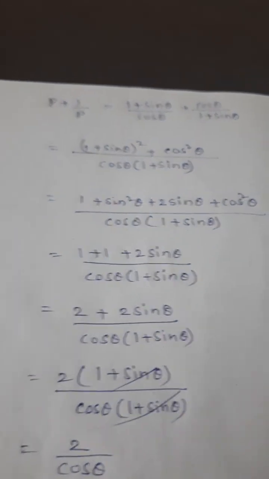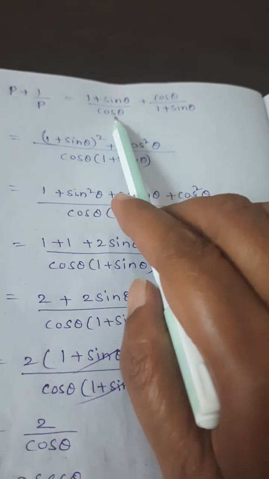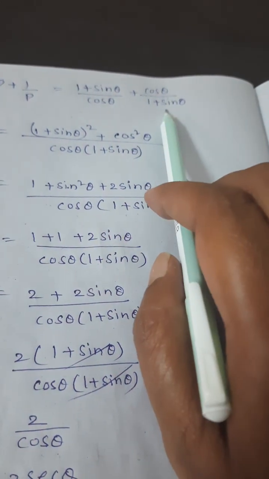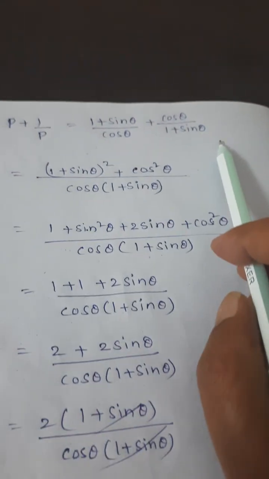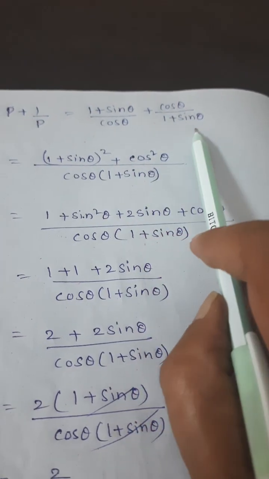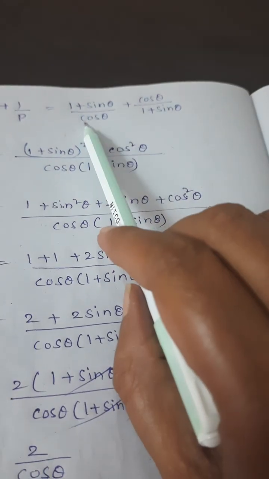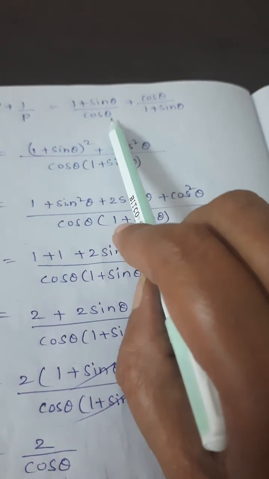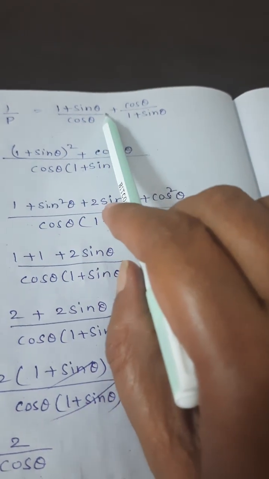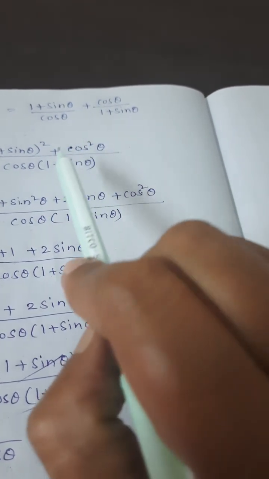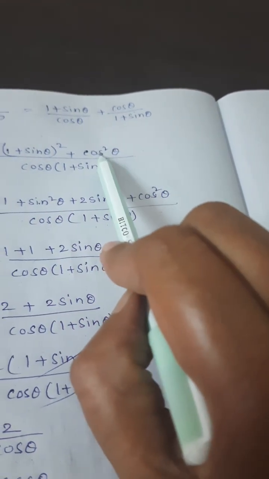Next, P plus 1 by P is equal to, P means 1 plus sin theta by cos theta. 1 by P means cos theta by 1 plus sin theta. Reciprocal we can write. Cos theta by 1 plus sin theta. So here we take the LCM. Cos theta into 1 plus sin theta is the LCM. So cos theta, once it is removed, then 1 plus sin theta into 1 plus sin theta whole square. Here 1 plus sin theta, 1 plus sin theta. So cos theta remains, cos theta into cos theta, cos square theta.